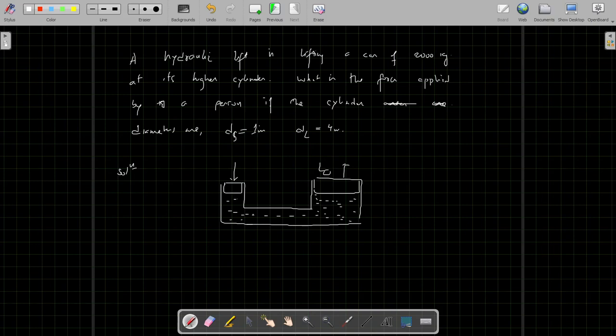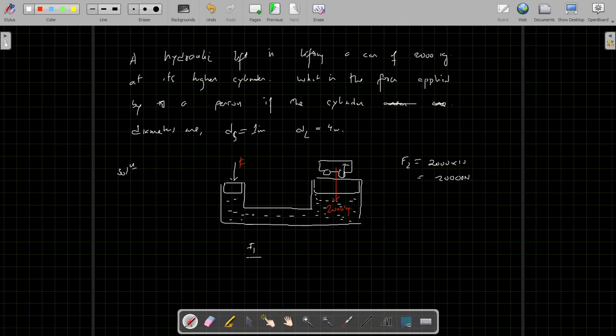Here we have placed a car of how much weight? 2000 kg. So what is this F1 we need to find? 2000 kg means F2 must be equal to 2000 into 10. That means 20,000 Newton. 20,000 Newton is on the F2. What F1 is, that we need to find out.